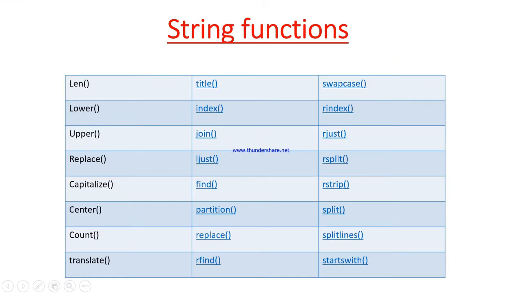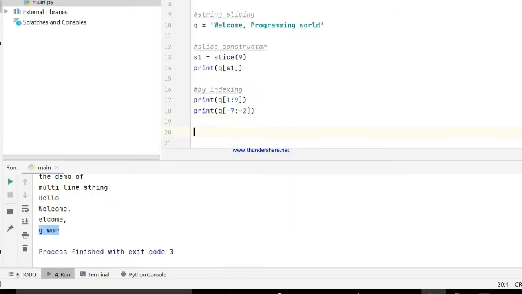So as we can see, there are too many string functions: length, lower, upper. We will be using only a few of them, and I will be showing you how to use them. The rest you can learn from your Python book. So let's implement them. Let's start implementing the string methods one by one.